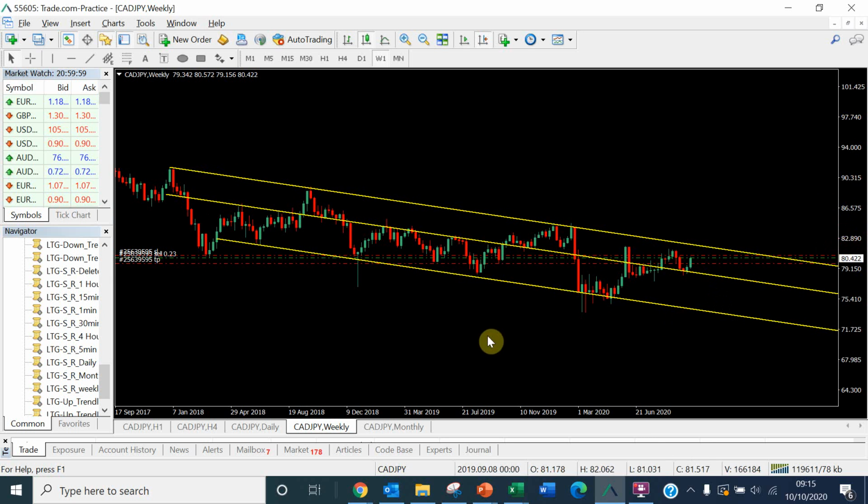I'm just going to go over a quick update on CADJPY. In my previous video, I went over what was going to happen with this pair last week. It looked like there was going to be a really nice breakout, which happened. I'm going to take you through exactly what happened, what position I'm in, what positions I'm going to be looking at, and where I'm looking to take and trade this pair in the next week or so.